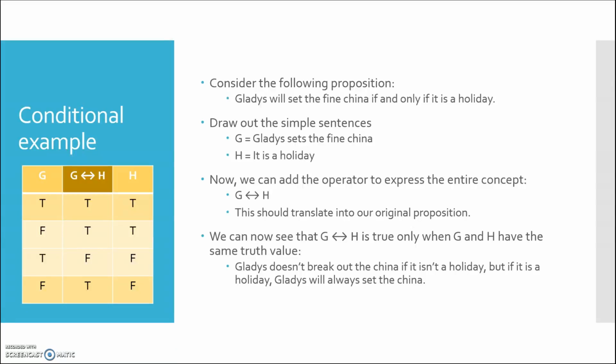We can now see that G, if and only if H, is true only when G and H have the same truth value. In other words, Gladys doesn't break out the china if it isn't a holiday, but if it's a holiday, Gladys will always set the china.